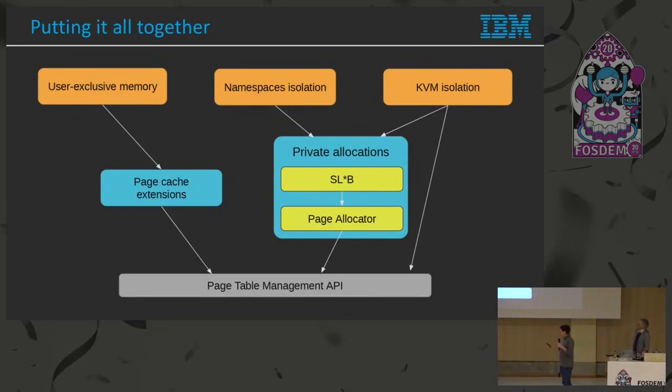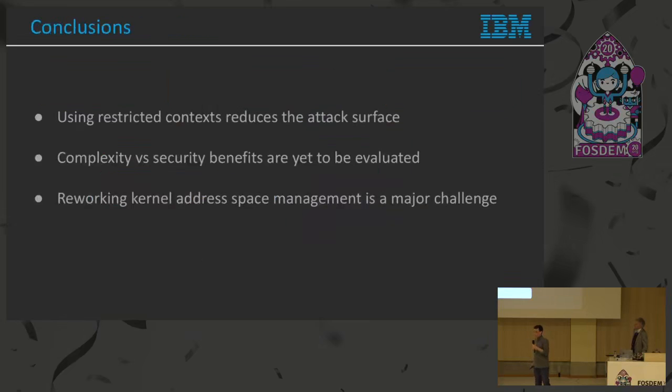And this is our current vision of how it's going to happen. It may evolve over time, so we are going to implement some page table management API for management of the kernel page table. The page allocator and slab allocator will use these APIs, and then it will be available to namespace isolation as well as to KVM isolation for what the KVM people are doing. And for the exclusive memory mappings, currently we are looking at extending page cache functionality and using that to implement exclusive memory mappings.